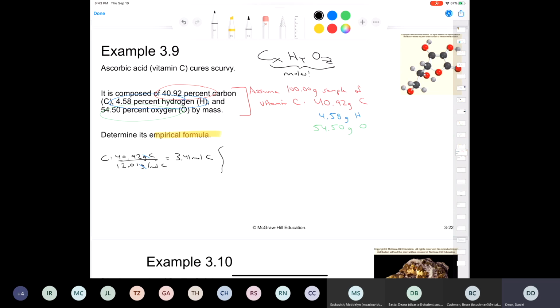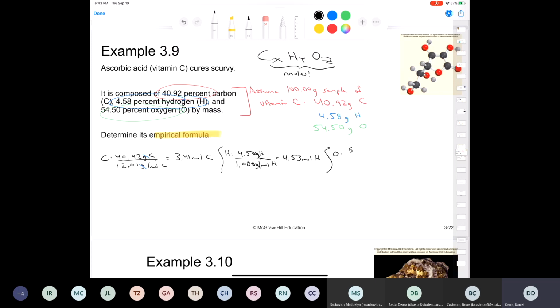So let's do it now. For hydrogen, I have 4.58 grams of hydrogen. I'm going to divide that by 1.01 or 1.08 grams per mole of hydrogen. Grams cancel out. I end up with the number of moles of hydrogen, which is 4.53 moles of hydrogen.